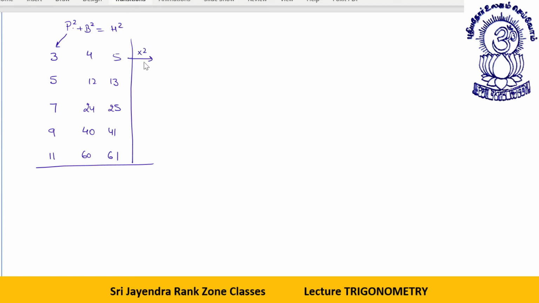Second thing is you can multiply these numbers also. If you multiply this by 2, then also it will remain to be a Pythagoras triplet, like 6, 8, 10. You can multiply this by 3, then also it will remain to be a Pythagoras triplet, like 15, 36, 39. All these are Pythagoras triplets. Getting it? You can multiply this by 4, then also it will remain to be a Pythagoras triplet, 12, 16, 20. Clear?